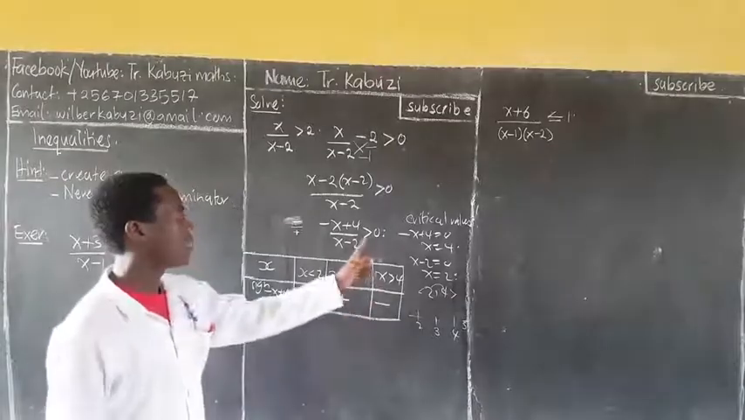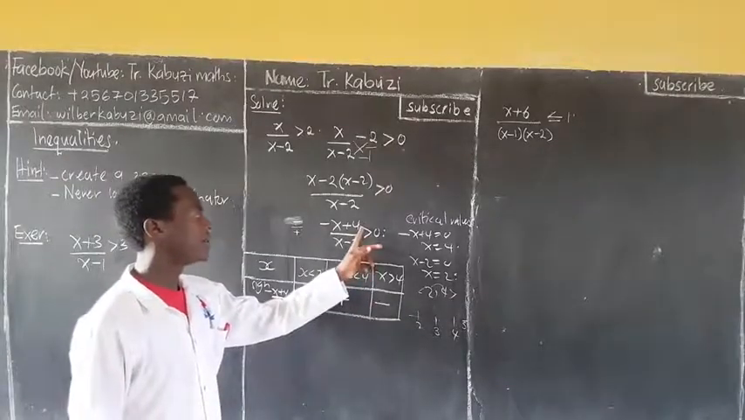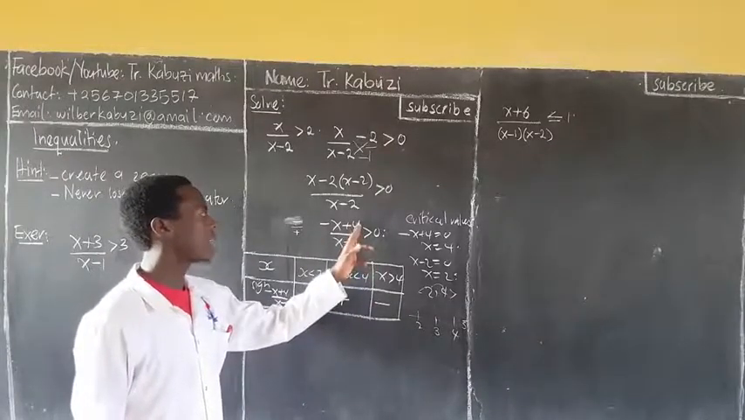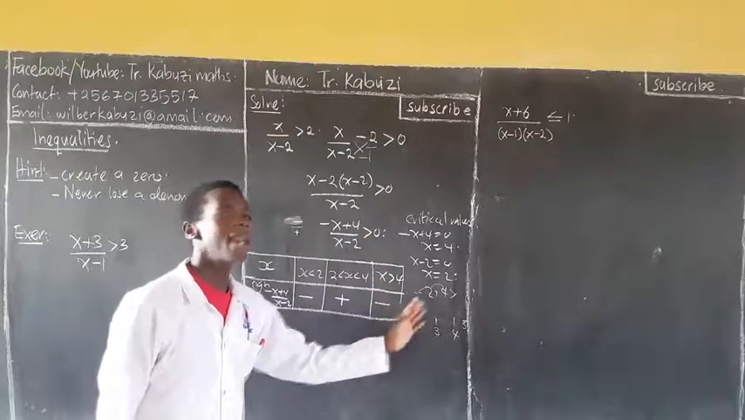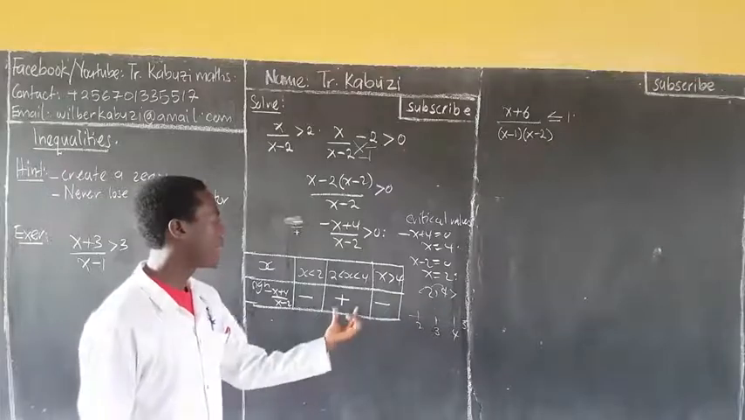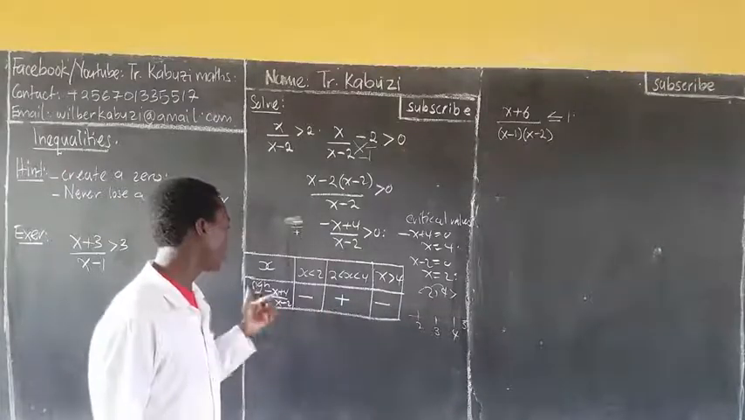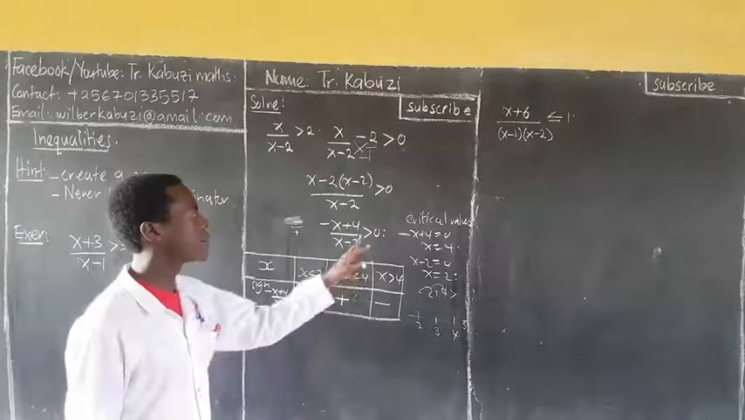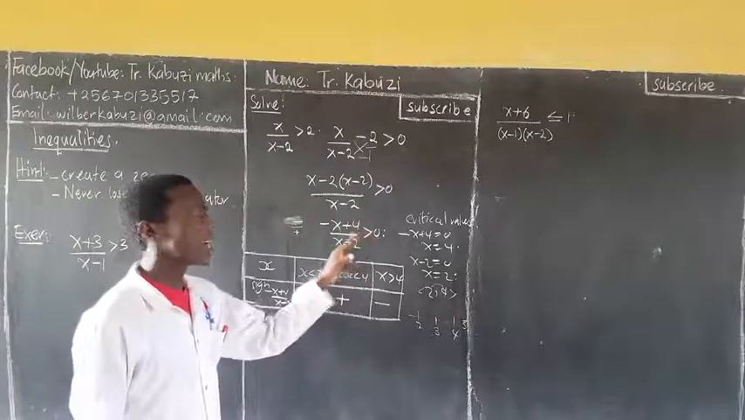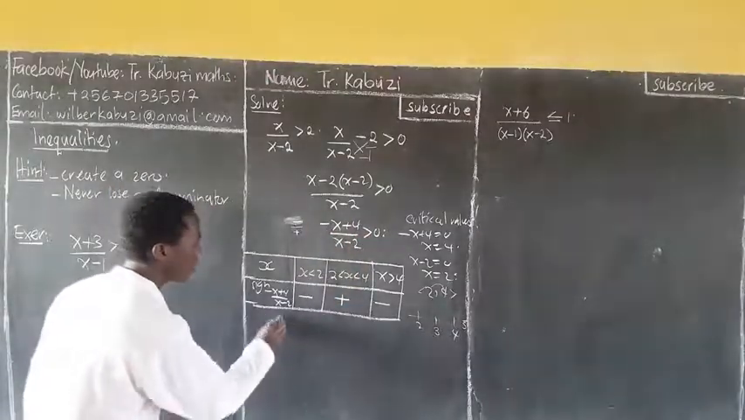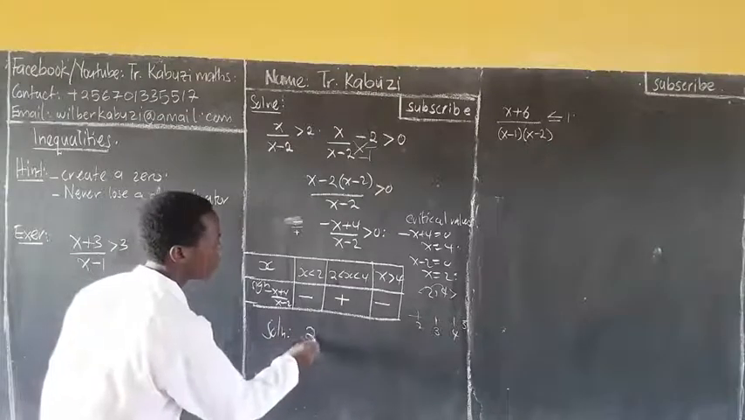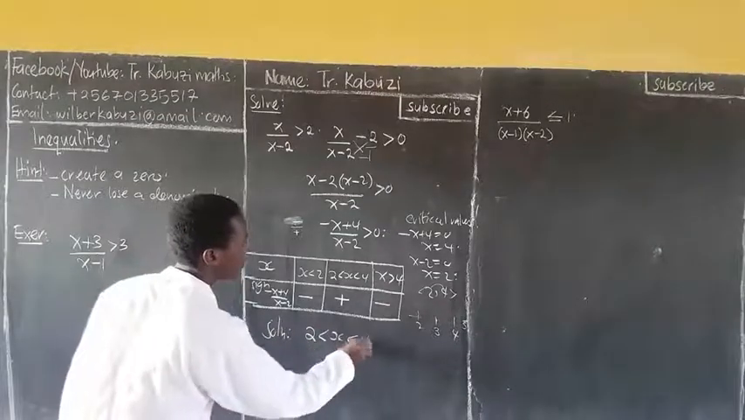But now when I come to my inequality, it shows me the sign I want is the sign greater than 0. Signs which are greater than 0 on the number line are the positive ones. That's why my solution is going to be the one whose sign is positive, because this one returns me greater than 0. Greater than 0, those are positive values. So there, my solution is 2 less than x less than 4.